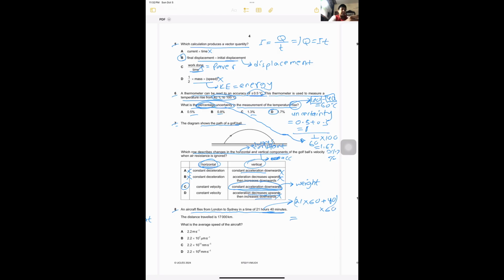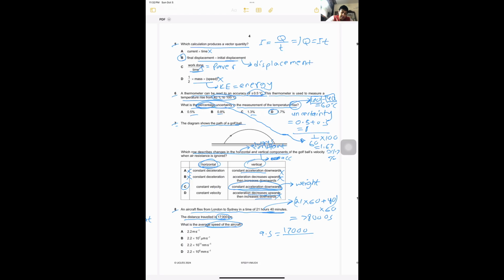I'm just doing the conversion parts first, which is 78000 seconds. Now let's see what they are. The distance traveled is this much in kilometers. What is the average speed of the aircraft? So average speed is equal to distance, which is 17,000.